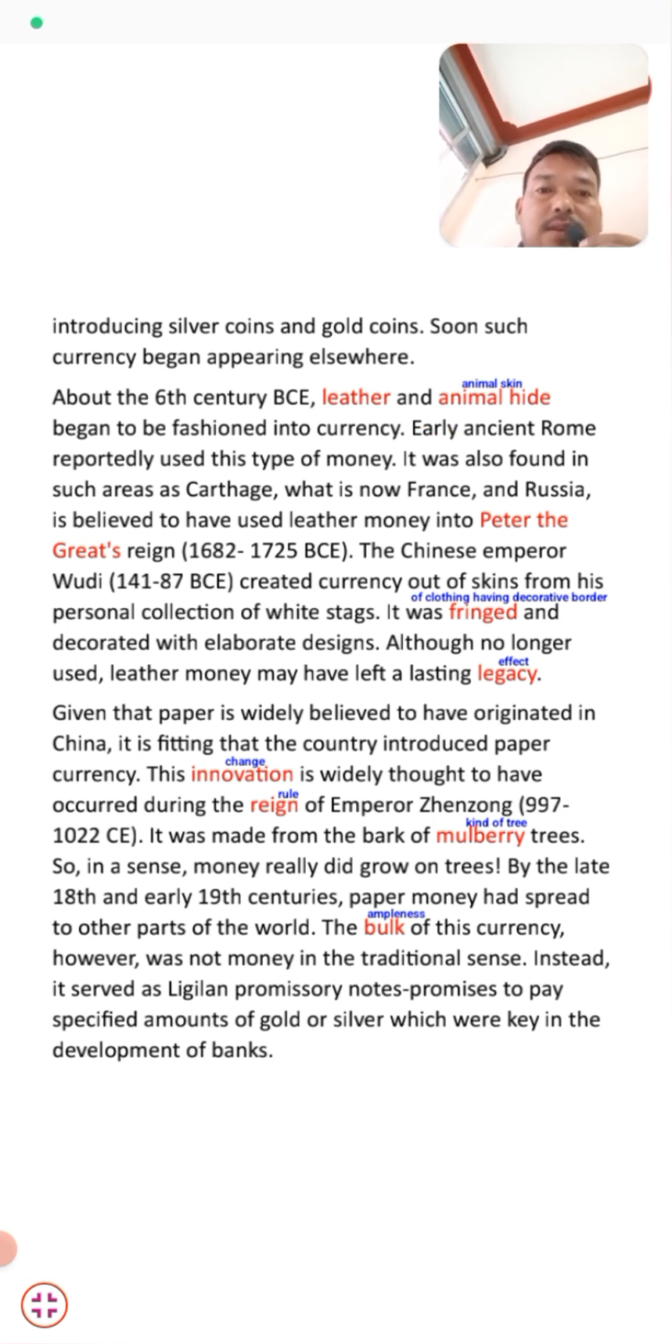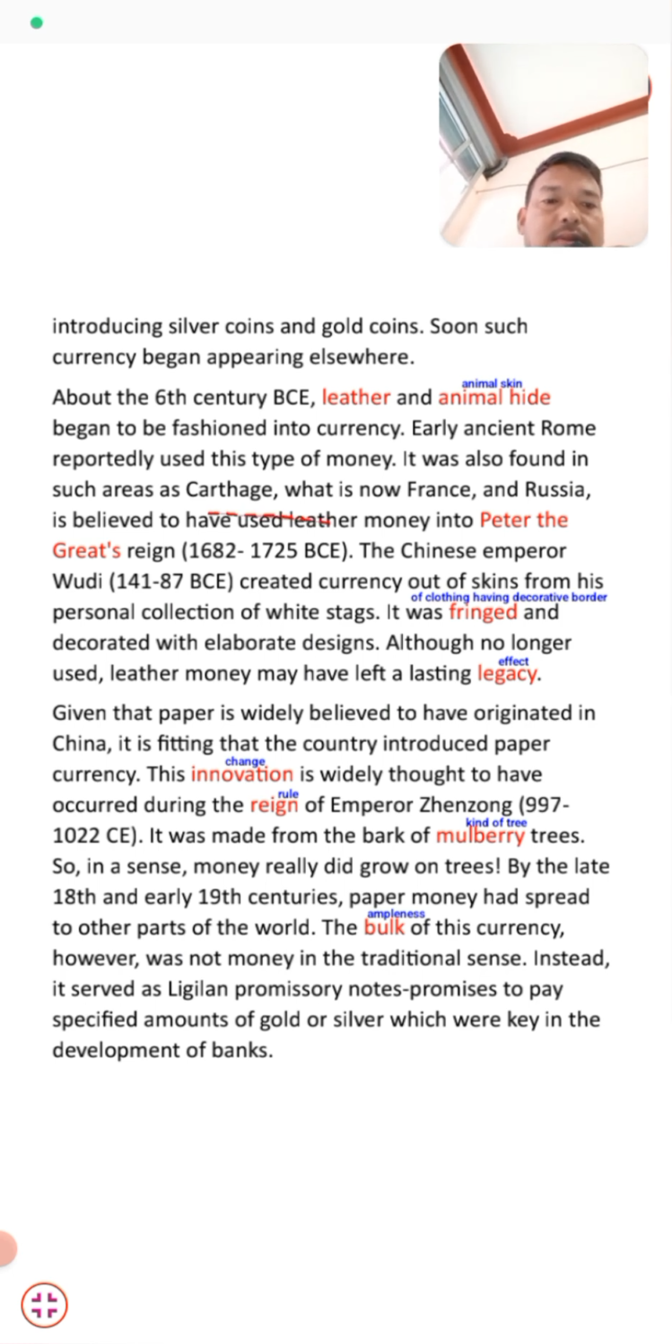Early ancient Rome reportedly used this type of money. It was also found in such areas as Carthage. What is now France and Russia is believed to have used leather money until Peter the Great's reign, 1682 to 1725.